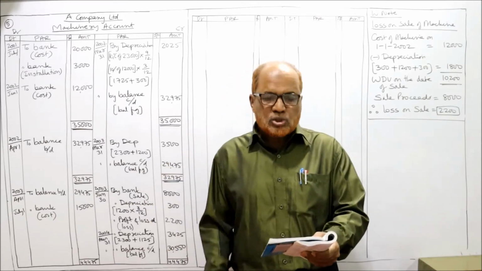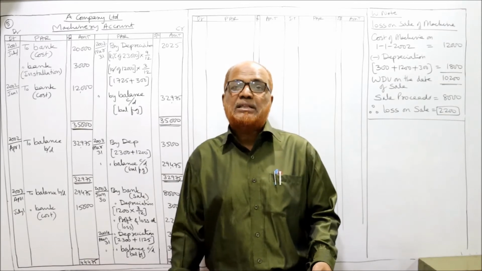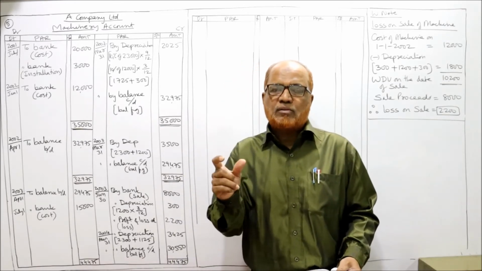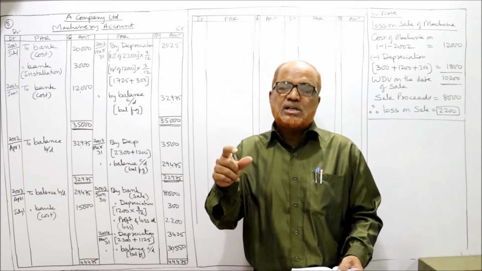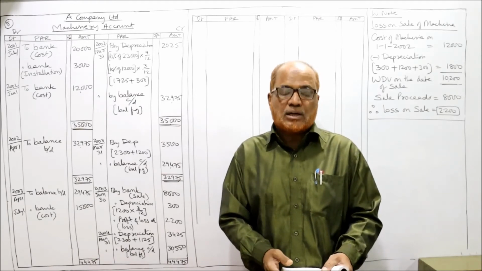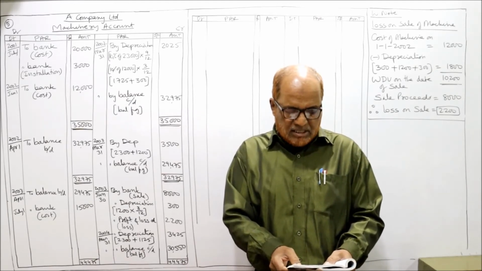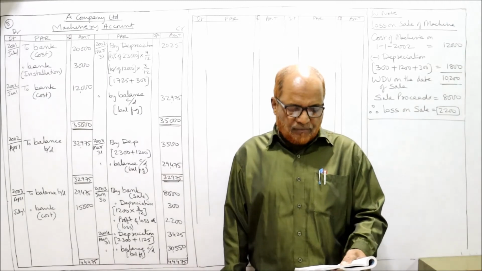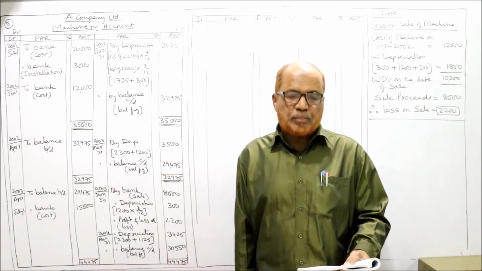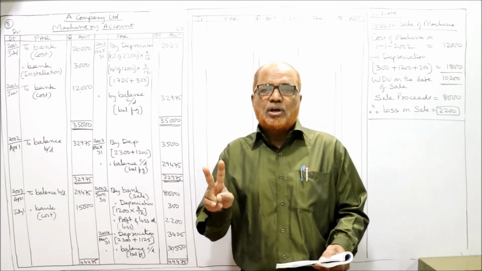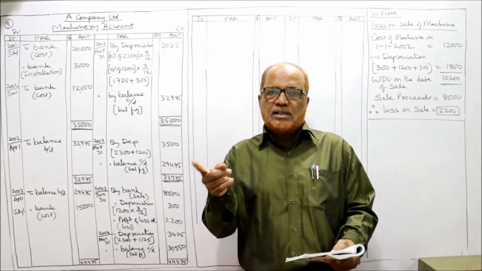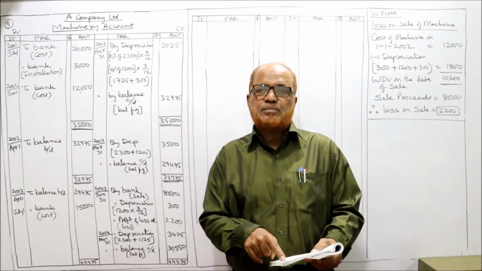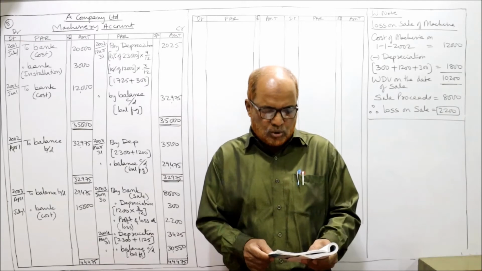Now the machine cost is 20,000 plus 3,000, 23,000. The cost of the machine will be 23,000. Depreciation will be provided on 23,000 cost. On 1st January 2002, the firm purchased another machine for rupees 12,000. This is the second machine. The first machine 23,000, the second machine 12,000. This is purchased on January 1st, 2002.